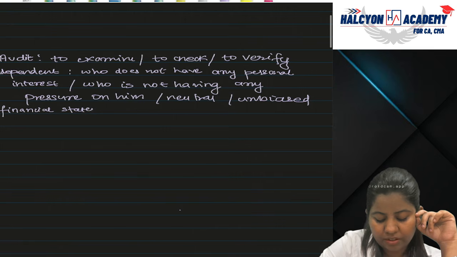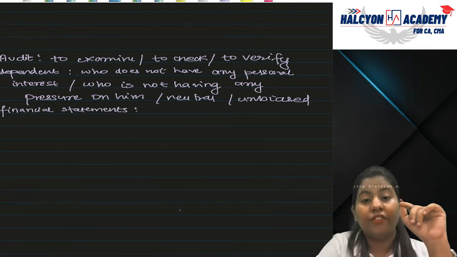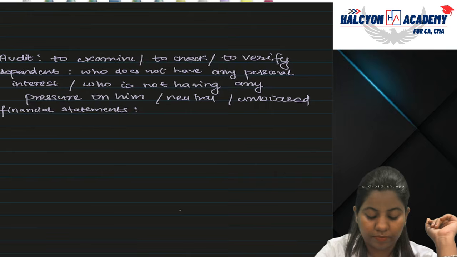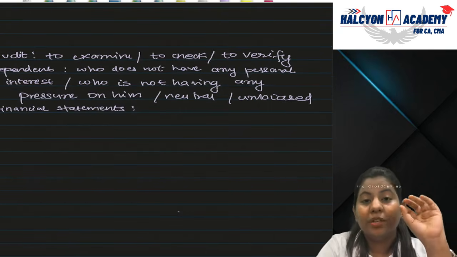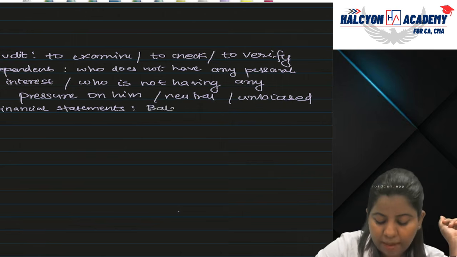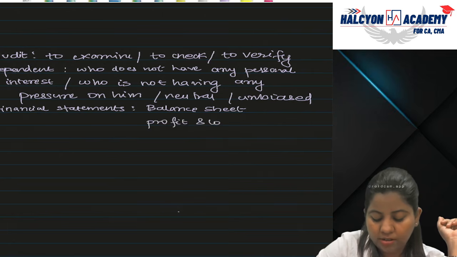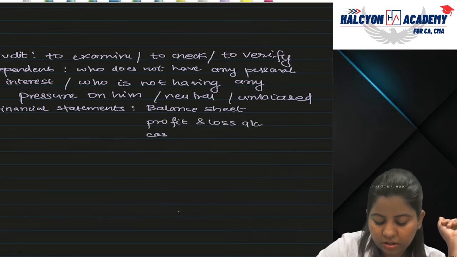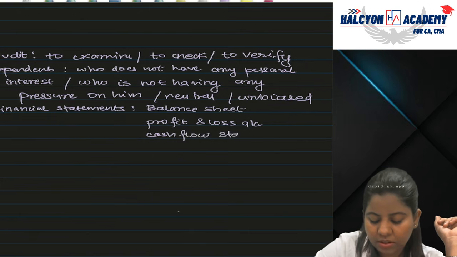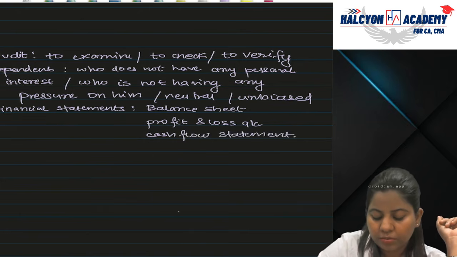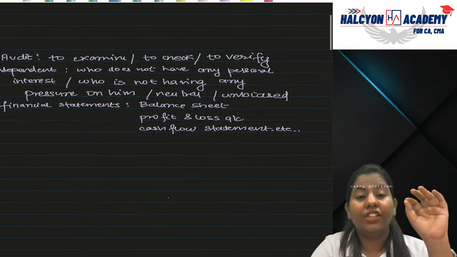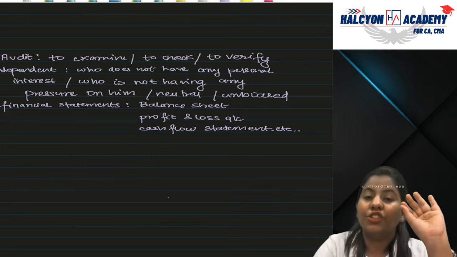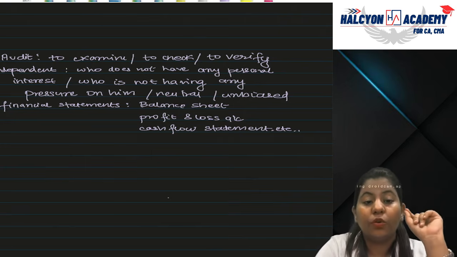What things are included in the financial statements? Can anyone tell me? Yes, right. Financial statements include the balance sheet, profit and loss account, and cash flow statements. Some other things are also included, but those cases are different. Basically, financial statements include the balance sheet, profit and loss account, and cash flow statement.